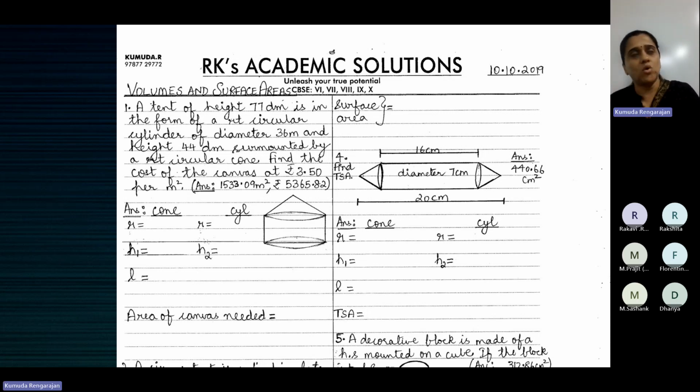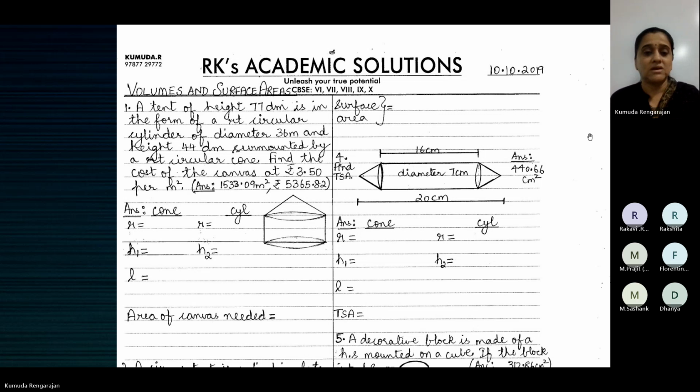Now for the cone, you have radius, height, slant height. For the cylinder, you have only radius and perpendicular height. I want you to find the values for the cone: what is R, what is H1, and what is L. And for the cylinder, what is R and what is H2. I've used H1 for the cone and H2 for the cylinder.